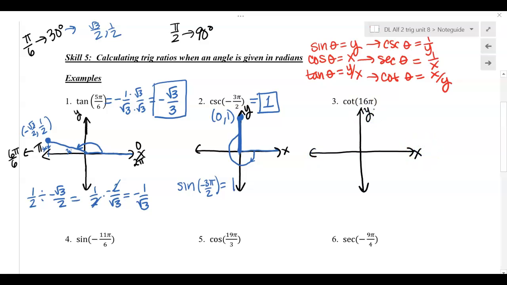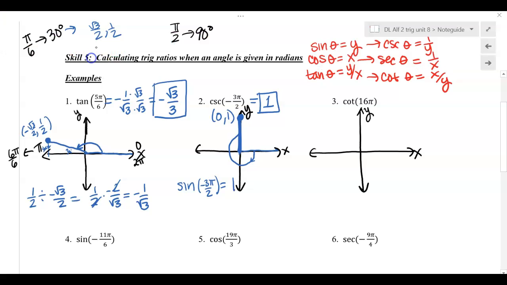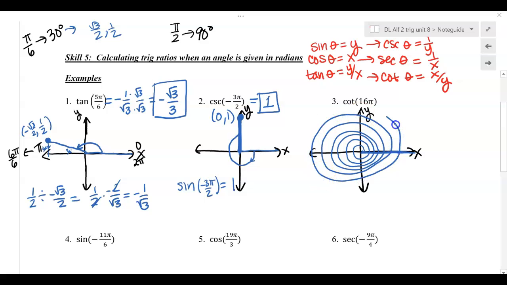So my approach to this one, I would use the fact that I know an entire lap around the circle is 2 pi. So if I'm starting here at 0 and going in a positive direction, once around is 2 pi, then 4, then 6, then 8, then 10, then 12, then 14, then 16. I don't do this every time, but I'm just trying to make a point to you guys. But 16 pi is going to land right back here at 0.